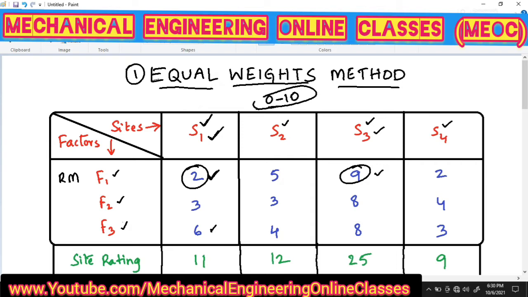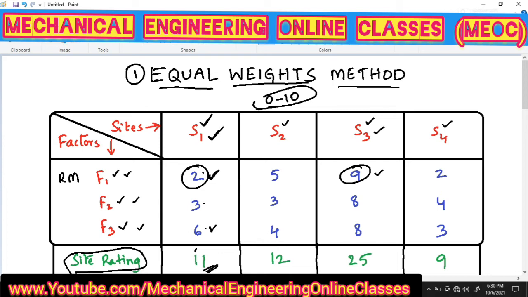So in terms of factor 1, site 1 has 2 points, and in terms of factor 2, S1 is having 3 points, and in terms of factor 3, S1 is given a rating of 6. So all these numbers are summed up and the site rating is given here. So 2 plus 3 plus 6 will be 11. So this is the rating given by considering all the factors.